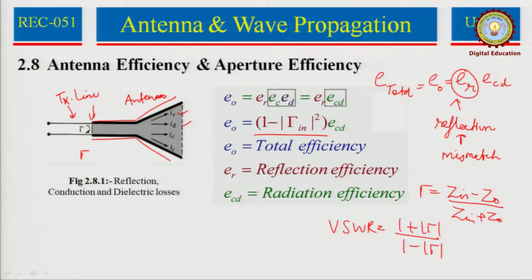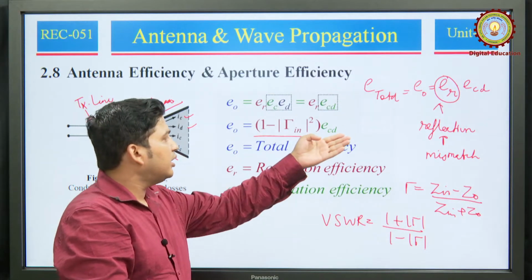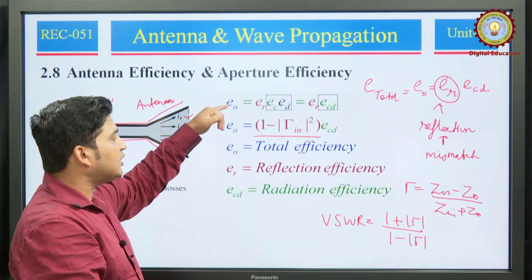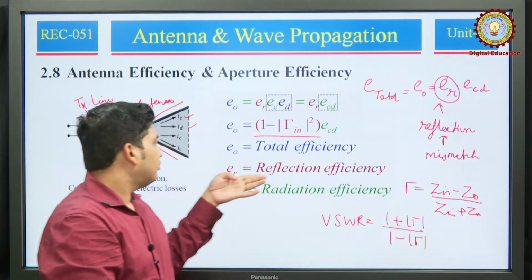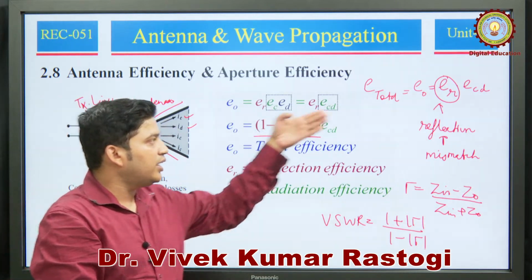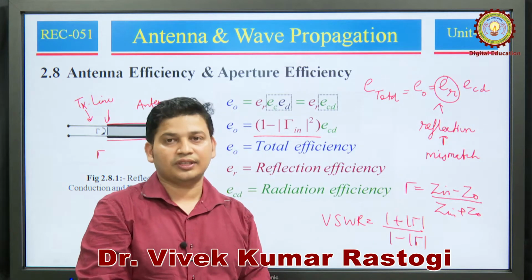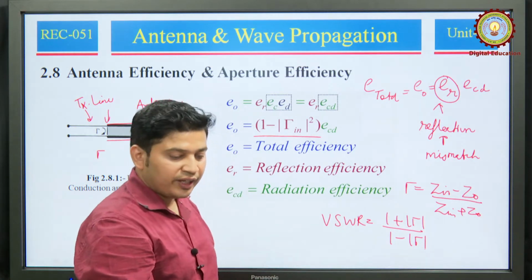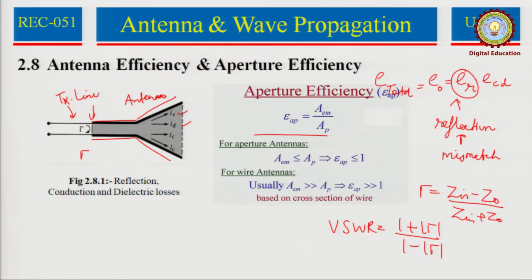And this is the formulation: E naught equals 1 minus gamma square into E c d. E naught is the total efficiency, where E r is the reflection efficiency, E c is the conduction efficiency and E d is the dielectric losses efficiency. This way we define our antenna efficiency. There is one more thing, aperture efficiency.